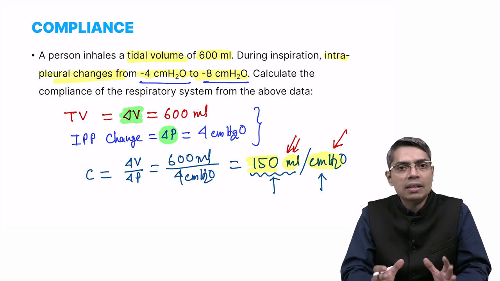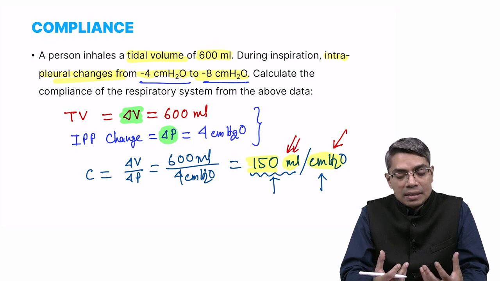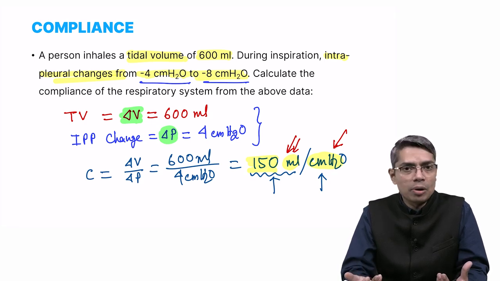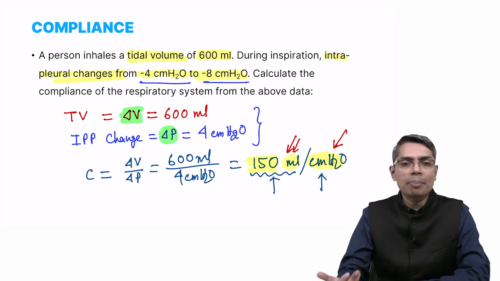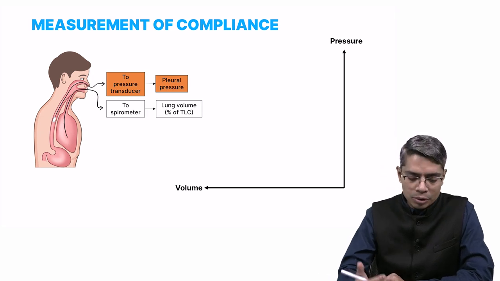So the basic thing is that compliance means the stretchability, the expansibility, the distensibility of the structure, how expansile the structure is. More expansile means more compliance. Okay, now we have to measure the compliance. How to measure the compliance of a person? Okay, so look at this diagram.